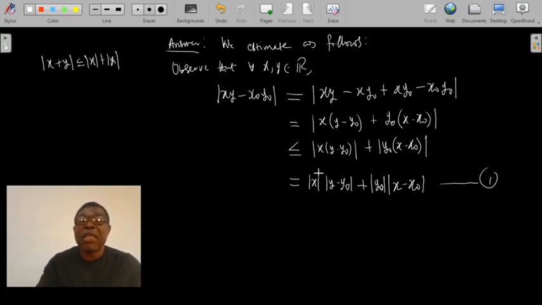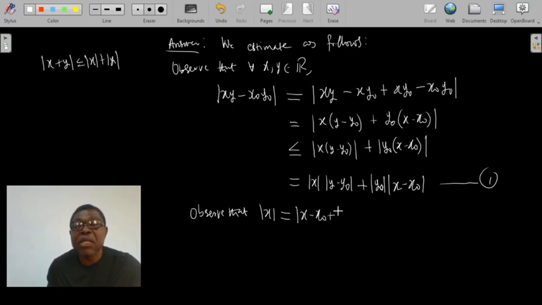So all the values that are varying must be controlled in order that we'll be able to get what we are looking for. So this particular absolute value of x, I can see the x there as a varying value, and therefore we must put it under control. I would like us to observe that the absolute value of x is equal to the absolute value of x minus x naught plus x naught. And this is less than or equal to the absolute value of x minus x naught plus the absolute value of x naught.